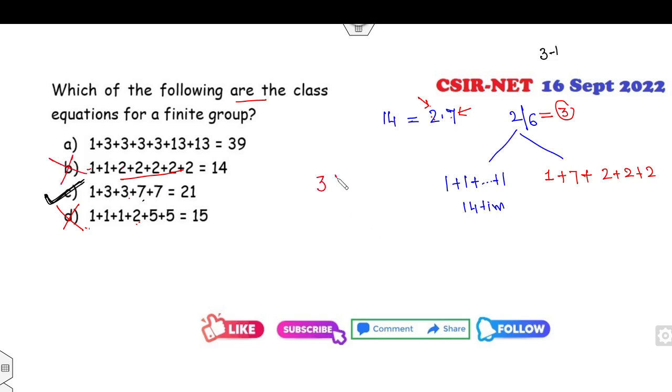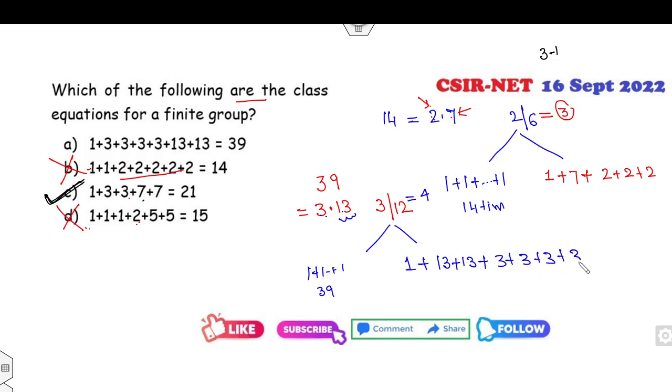Look at the 39. 39 you can write as 3 into 13, and 3 divides 13 minus 1, 12. You have two options again. Either you have to write 1 39 times, or you have to write 1 plus 13, how many times? 2 times, and the quotient of this is 4. So you have to write 3 how many times? 4 times. So you can look at the options. 4 times 3, 2 times 13. A and C are the right answers of this problem.